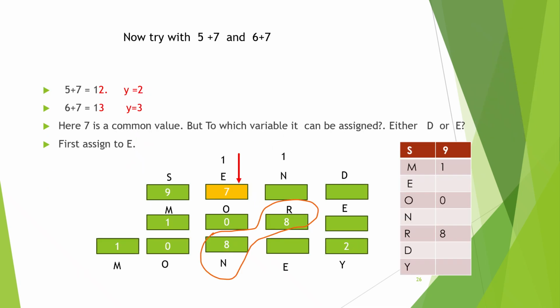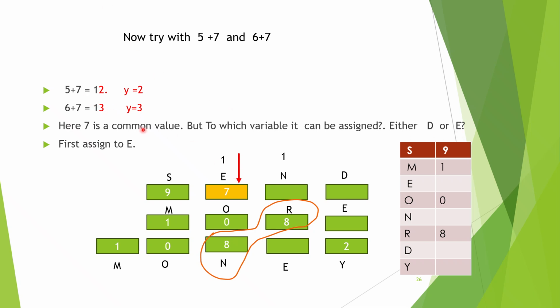So now try with the two sets of numbers: 5 plus 7 and 6 plus 7. 5 plus 7 equals 12, and 6 plus 7 equals 13. So here Y equals 2, and Y equals 3. Y cannot be 1. Here 7 is the common value, but to which variable can it be assigned? D or E.